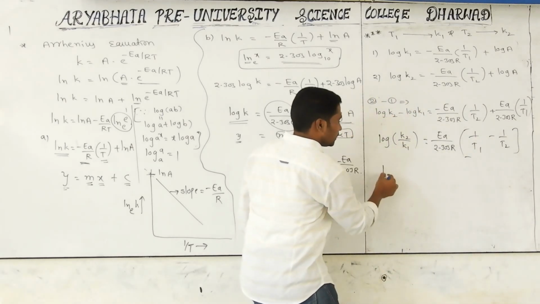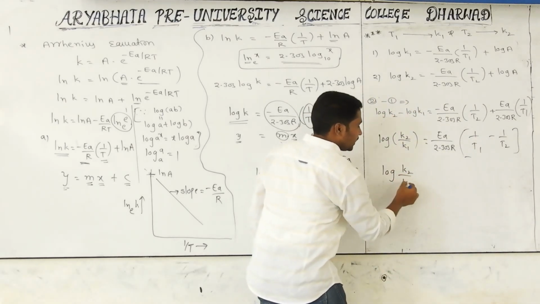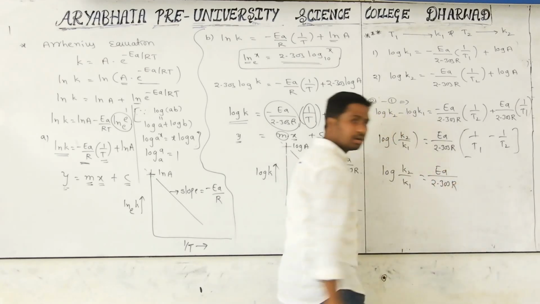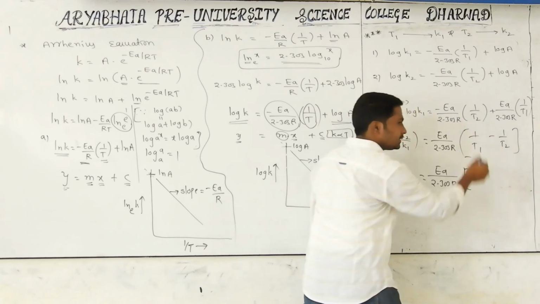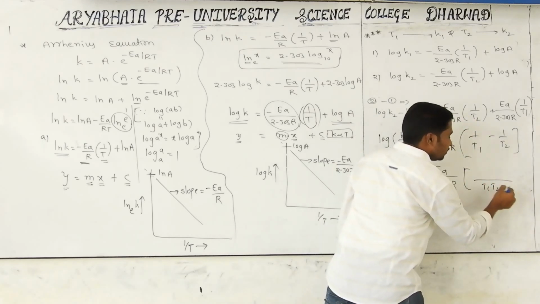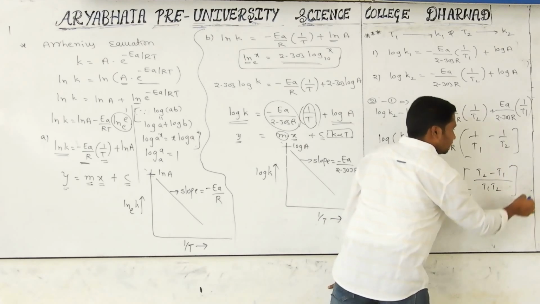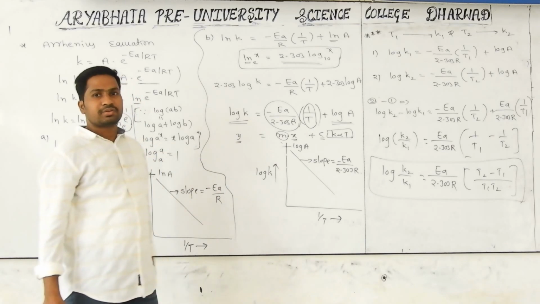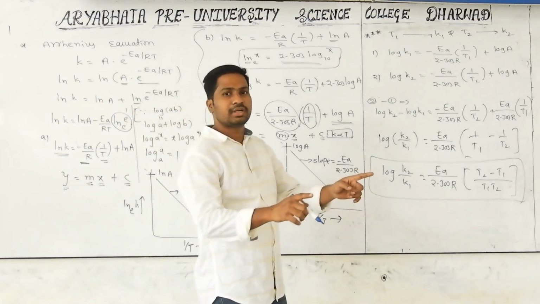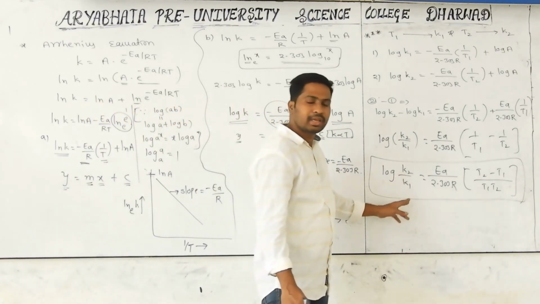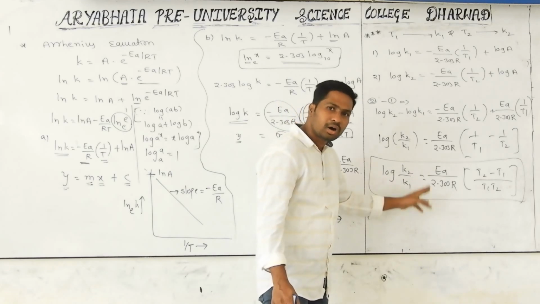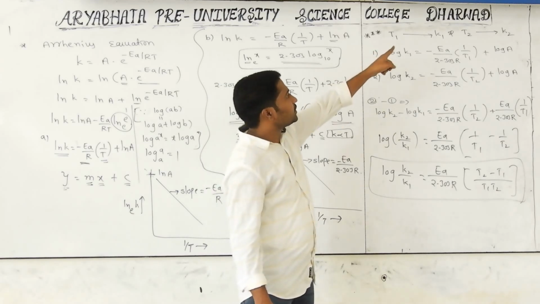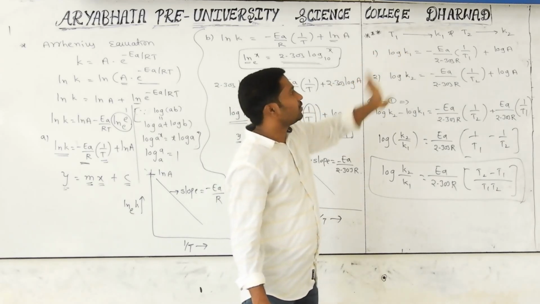You can do simplification. Log of K2 by K1 is equal to EA by 2.303 into R into, take the LCM. T1 T2 is the LCM. Yes or no? What is coming then? T2 minus T1. This is the final formula. Derivation is not required for you. When you want to get two rate constants at two different temperatures: log of K2 by K1 is equals to EA by 2.303 into R into T2 minus T1 by T1 T2. I told very clearly, at temperature T1 the rate constant is K1, at temperature T2 the rate constant is K2.